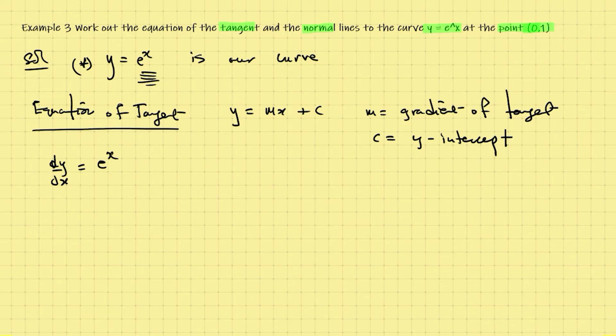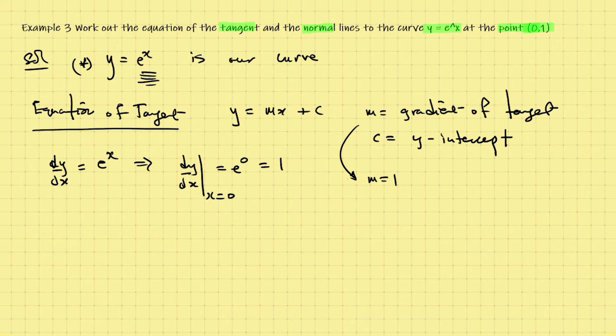But the point we're working with, we don't just want a generic gradient as a function. We want the gradient at a point. So the point that we're actually working with is actually x equals 0, y equals 1. So I'm going to substitute x equals 0 into here. So it's going to be e to the 0, and that's actually going to give me 1. So that tells me my gradient, actually, so m equals 1. We've just been able to figure that out, right?